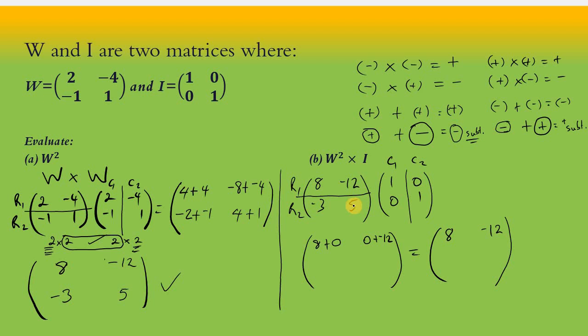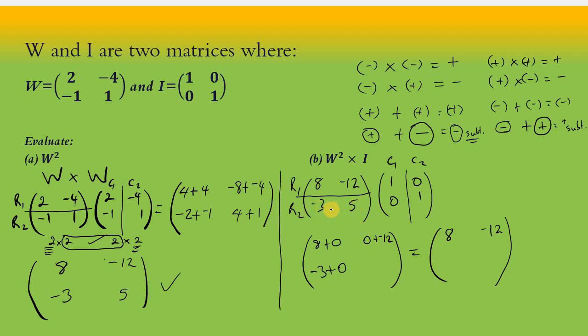Let's go down to row 2 now, which implies that our answer will be in row 2. Negative 3 times 1. We're multiplying row 2 by column 1, so our answer should be in row 2, column 1. Negative 3 times 1 is negative 3. Multiplying by 1 will always give you back that same number, which is negative 3 in this case. Now we go to the second entries of row 2 and column 1. So 5 times 0 is 0, and any number multiplied by 0 will give you back 0.